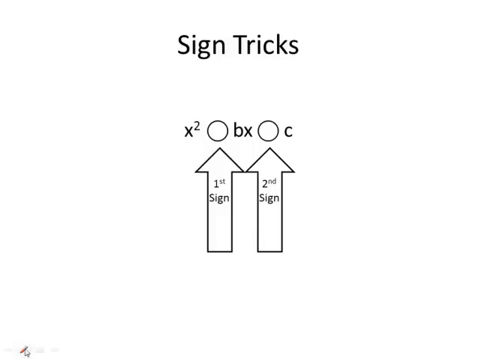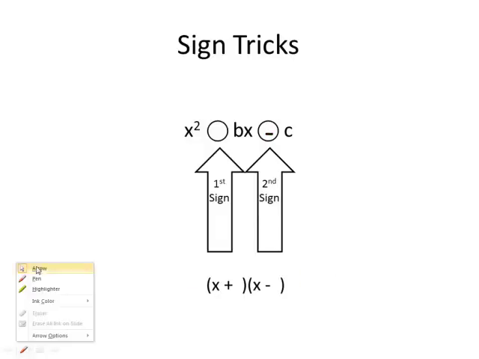Now let's talk about what happens when the second sign is negative. So when the second sign is negative, our factors will have different signs. So one will be plus and one will be minus. But what information will the first sign tell us?